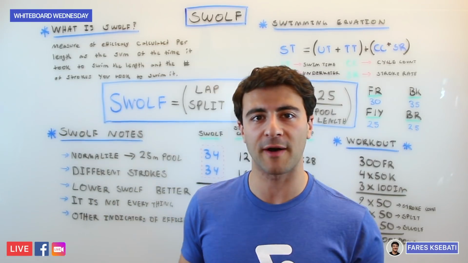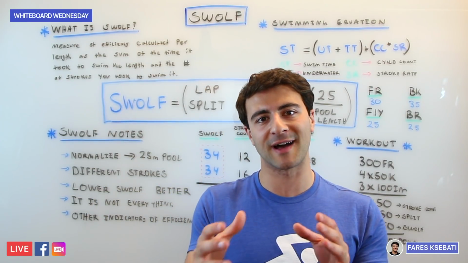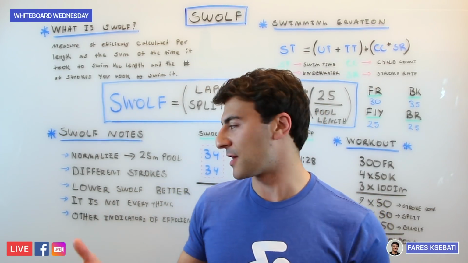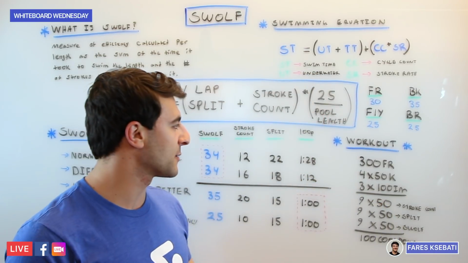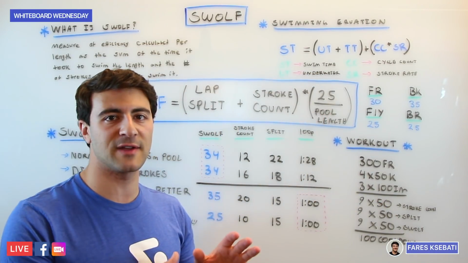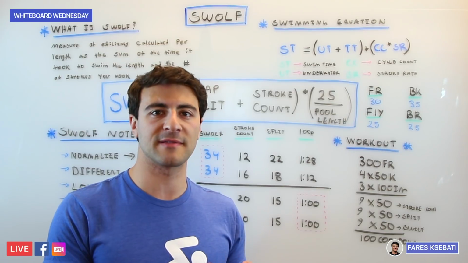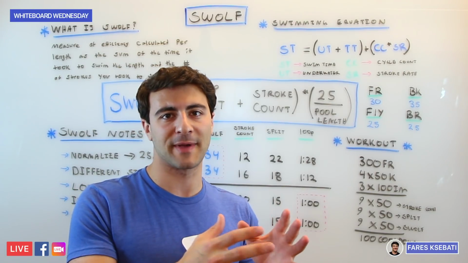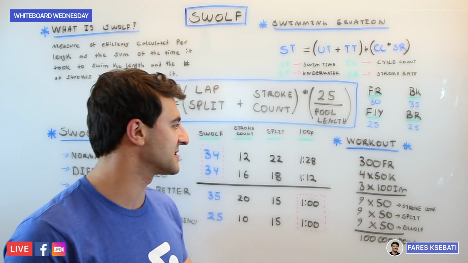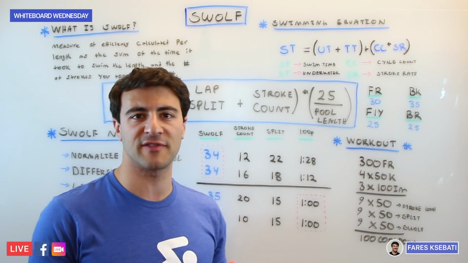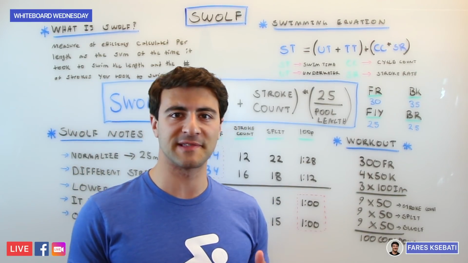So you can get a really well-rounded perspective of what you're doing on each set within an overall workout. I also want to show an example workout so that even if you don't have a wearable, you can keep track of your SWOLF and ways you can think about improving it. So here's an example workout that's 2,200 meters.